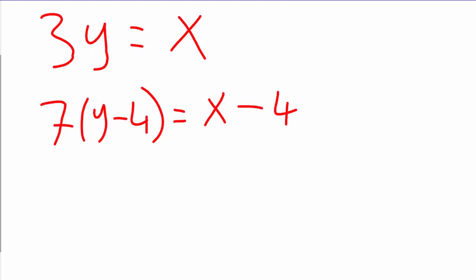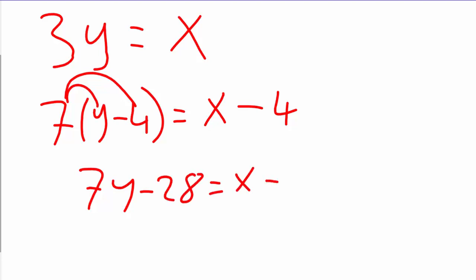I'm gonna organize this equation. So, 7 times y is 7y. 7 times negative 4 is negative 28 equals x minus 4.